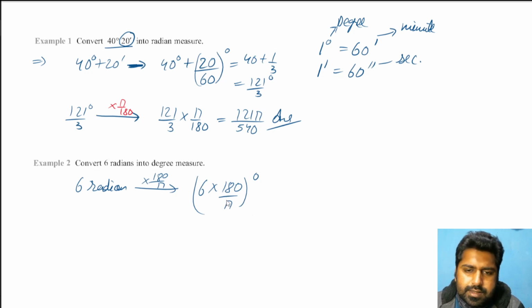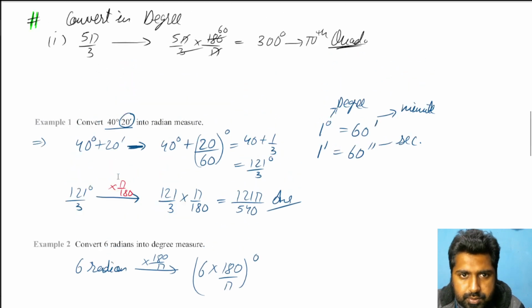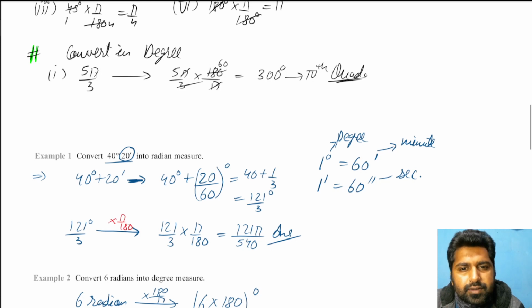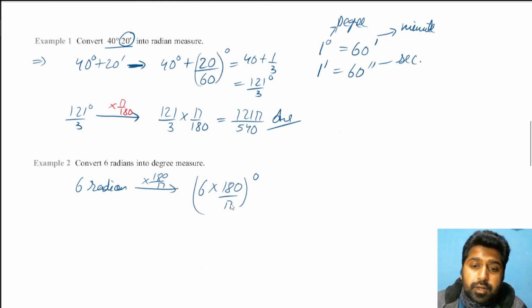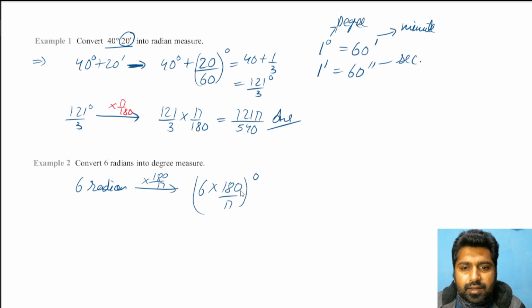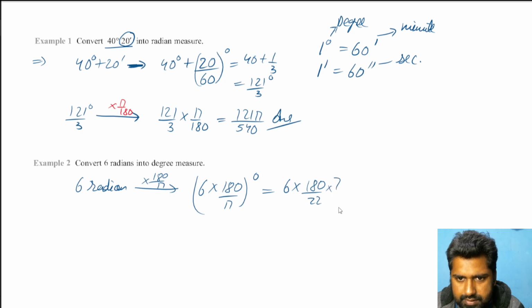But the problem is, earlier when I gave you this question, convert into degree, there was pi present, so pi cancelled. This time there is no pi. So what do we do now? Because answer of degree is never in terms of pi. You see 30 degree, 60 degree, but you never see pi in terms of degree. So 6 into, we'll have to put the value of pi, 180 by 22 into 7. That will be your in degree.